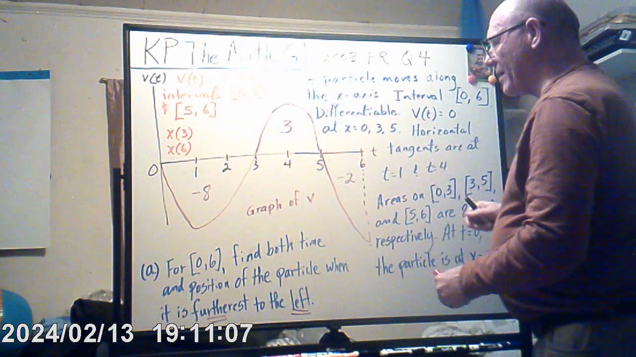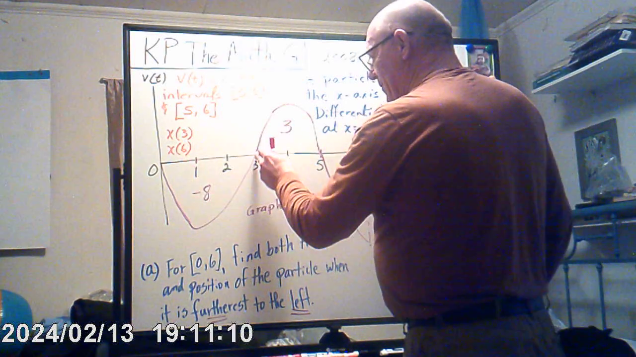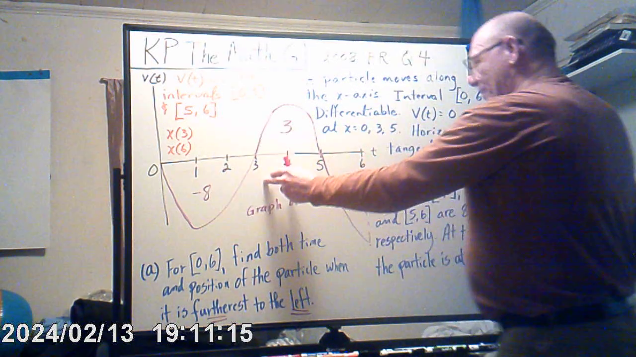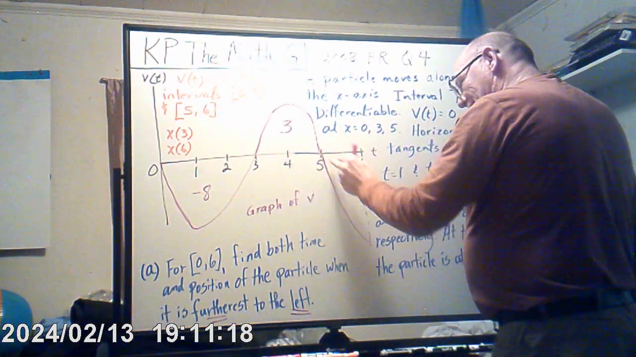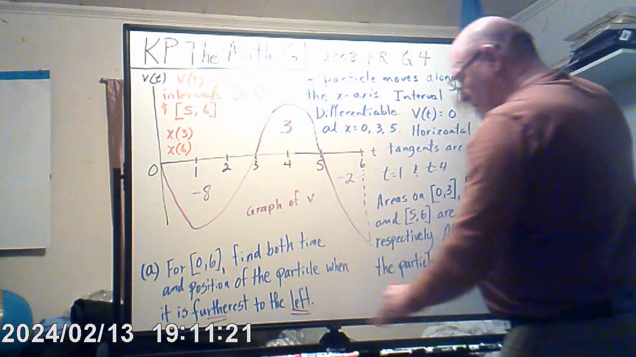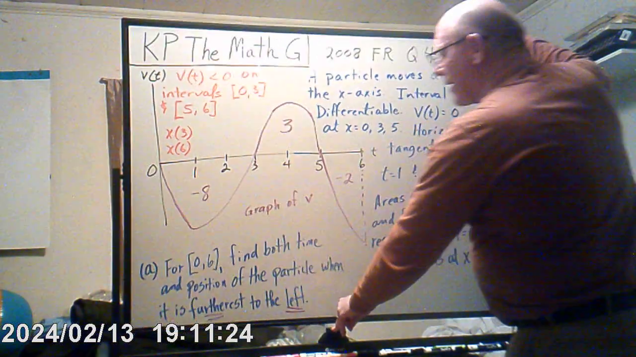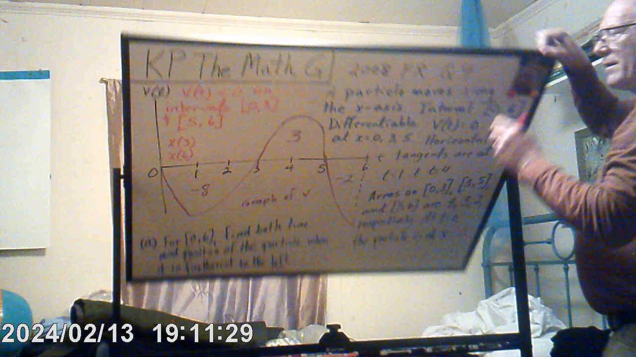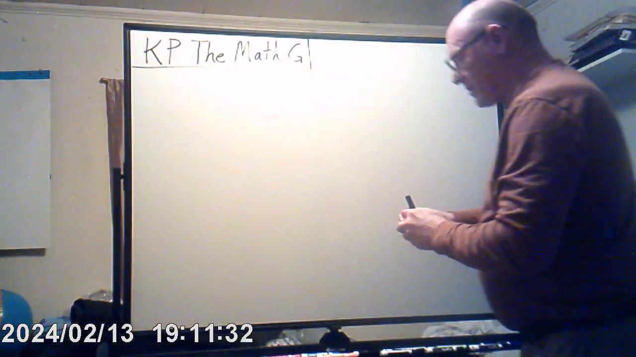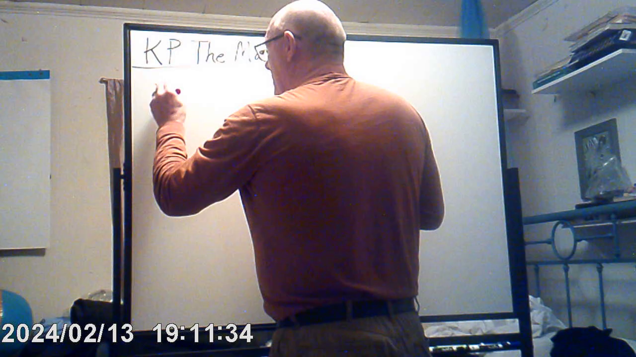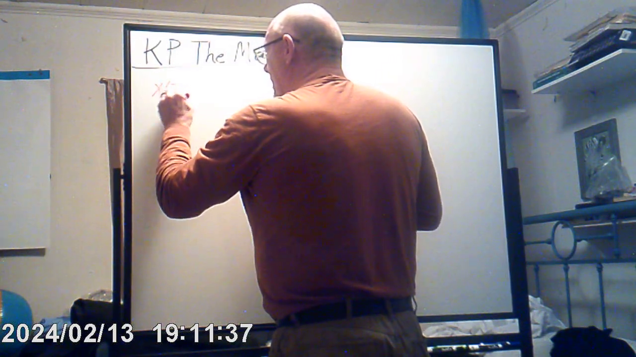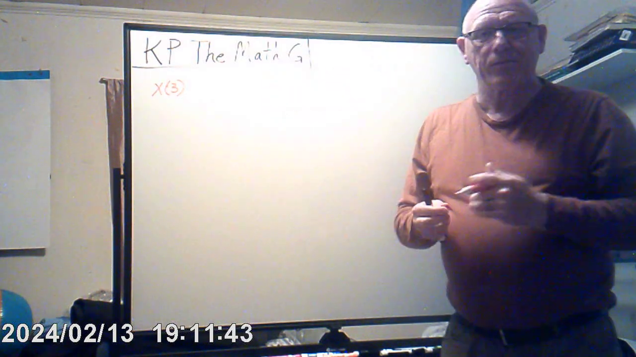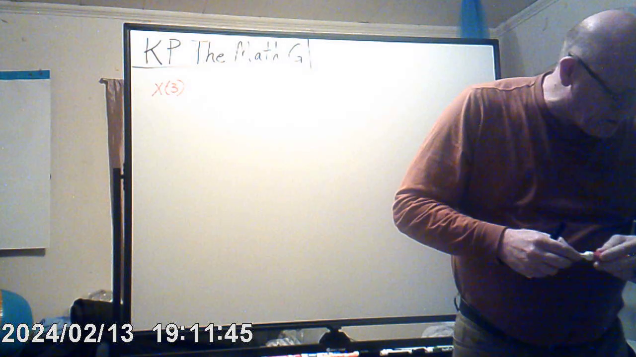Okay, so let's go ahead. From 0 to 3, this area is negative 8. From 3 to 5, here is 3, and then negative 2 here. Let's keep that in mind. Now, we're looking at X at 3. Let's consider X at 3. X just represents the position equation, function or whatever.